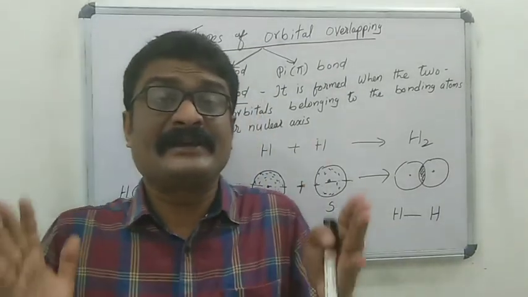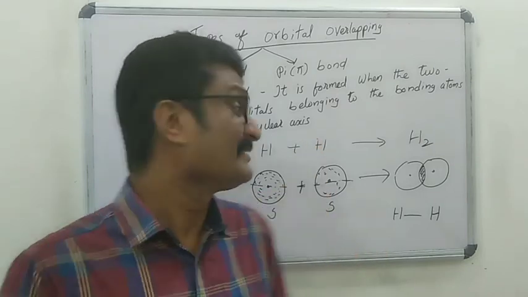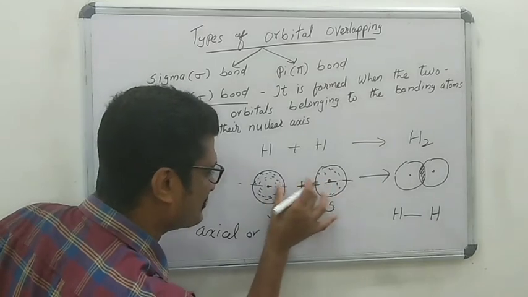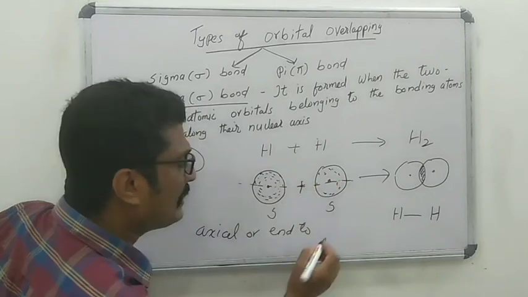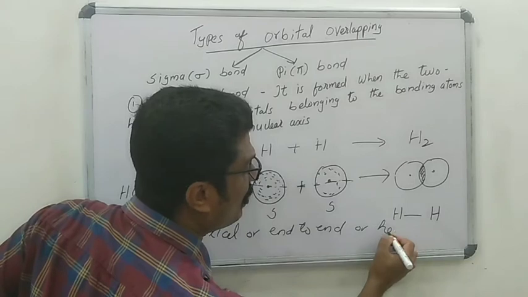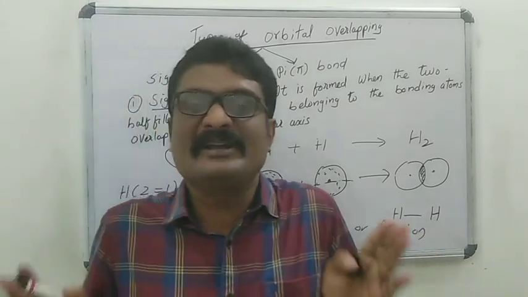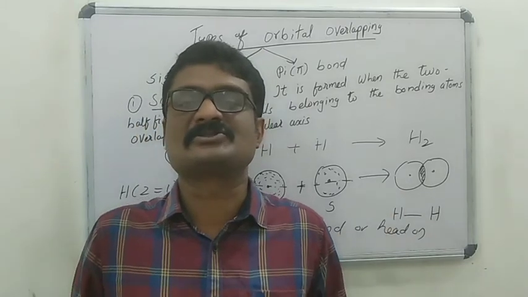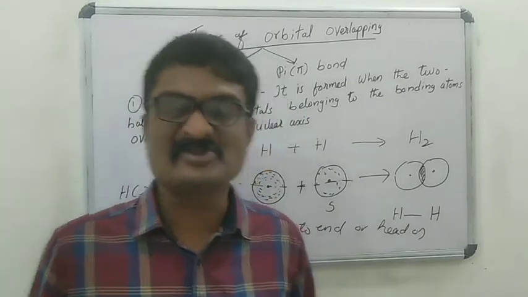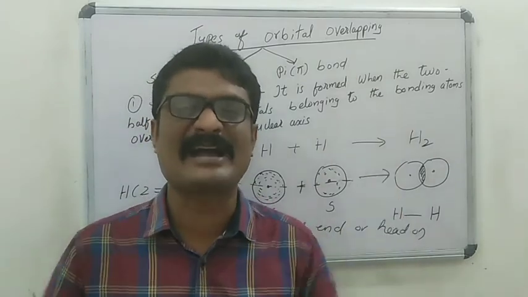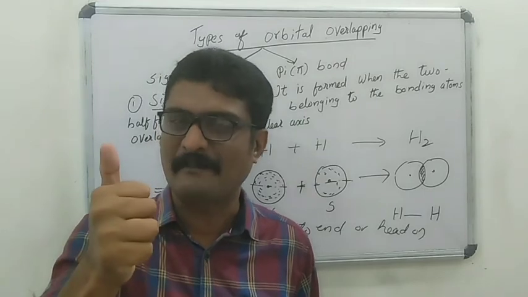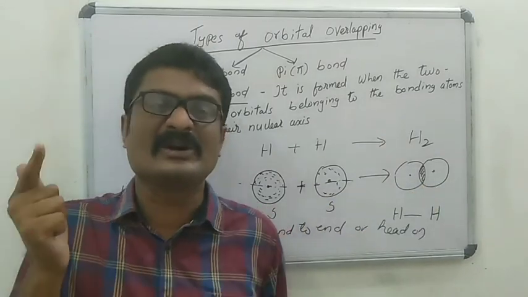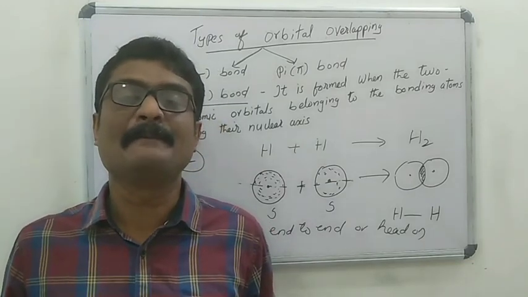Thus the bond formed as a result of axial overlap, or end-to-end overlap, or head-on overlap, is known as a sigma bond. Then the sigma bond, or this axial overlap involving the orbitals, is of three types. The axial overlap takes place by number one, SS overlapping, number two, SP overlapping, and number three, PP overlapping.